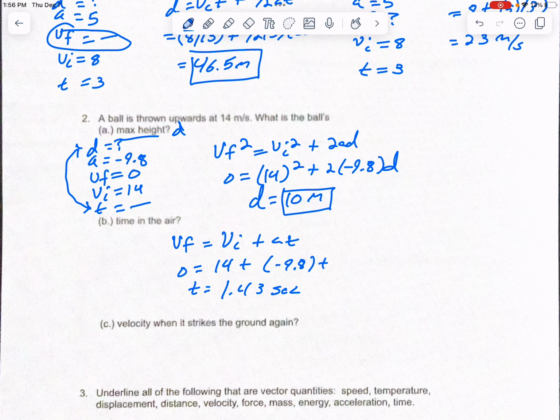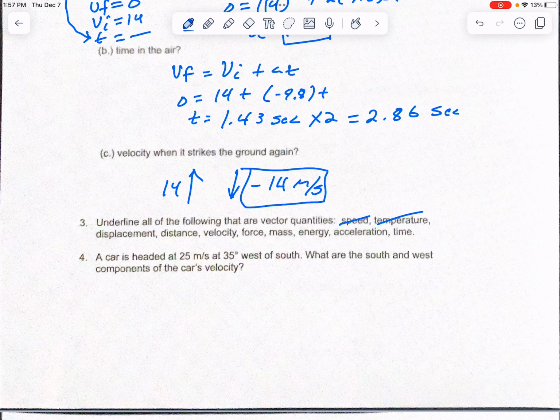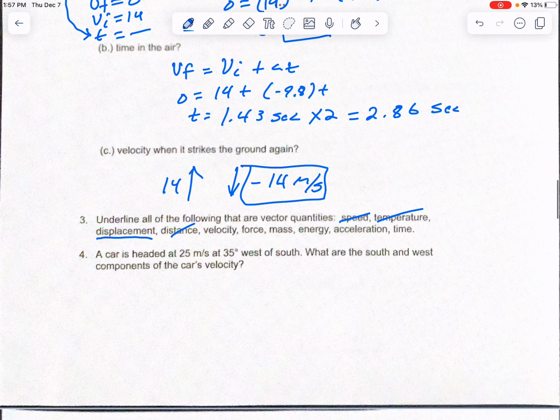Number 3 here, underline all the following that are vector quantities. So remember, vector means there's direction involved. Scalar is something that does not care about direction. So speed is scalar, temperature is scalar, displacement is vector, distance is scalar, velocity is a vector, force is a vector, mass is scalar, energy is scalar, acceleration is a vector, and time is scalar. So again, vector has to have direction. So you really need to pay attention to just those 4. Everything else is pretty much scalar.